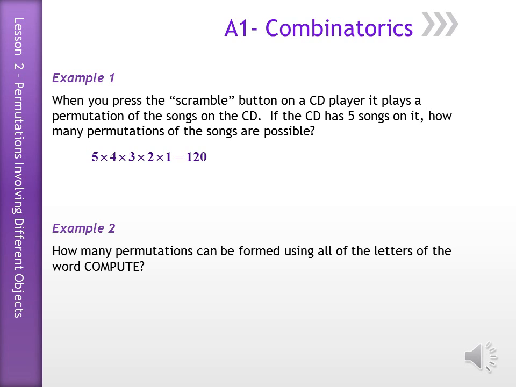Example 2. How many permutations can be formed using all of the letters of the word compute? We can count that there are 7 letters in the word, so we will start with 7 possibilities for the first letter, then a choice of 6 for the second, then 5, then 4, and so on. 7 times 6 times 5 times 4 times 3 times 2 times 1 gives us 5,040 possibilities. We are done.